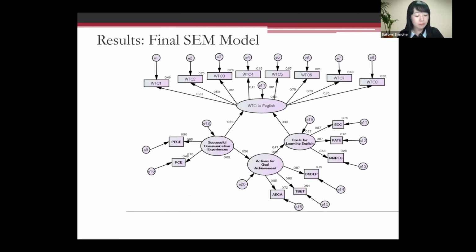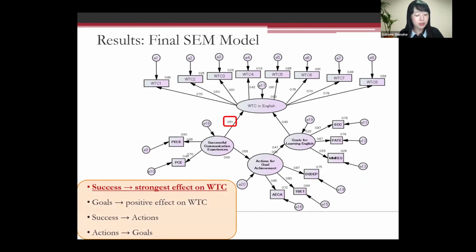And this slide presents the final SEM model. And among all the predictors, successful communication experiences had the strongest direct effect on WTC. And goals for learning English also had a positive direct effect on WTC. In addition, successful experiences positively influenced actions for goal achievement. Those actions, in turn, positively influenced learning goals. So taken together, these results suggest that learners' past experiences and future-oriented motivational processes are closely interconnected.